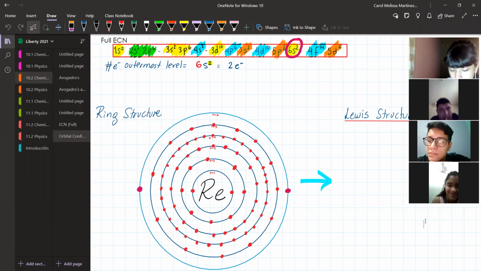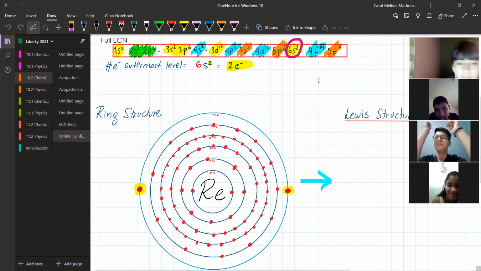So take a look. Here in the ring structure, you can visualize that in the outermost level, you have the 2 electrons that we specified in this part. Only 2 electrons, there are these 2. Those are the electrons in the outermost level.